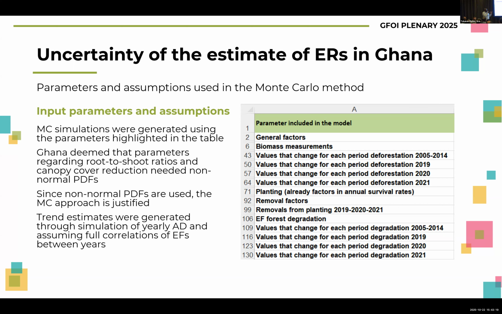We use the general factors, the biomass measurements, and we have the values that change for each period deforestation. So we had our reference period being 2005 to 2014, and here we are just using the first 2 monitoring reports. The first monitoring report was for 2019, and we have the second monitoring report for 2020 and 2021. We consider the removal factors, the removal from planting, that's for the 3 years, the emission factors for degradation, and the value change for each period, that's degradation for the reference period and also for the monitoring periods, as it were.